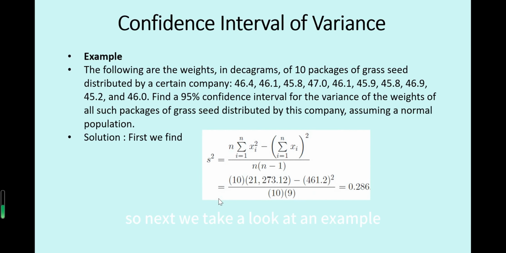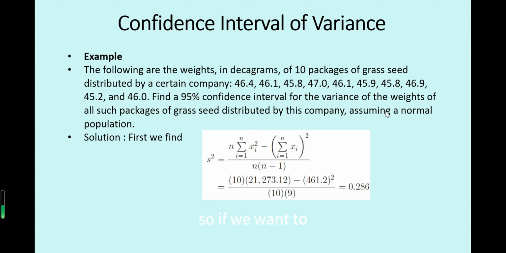Next we take a look at an example using the confidence interval for the variance. The example is the following: these are the weights in decagrams of 10 packages of grass seed distributed by a certain company. The problem is to find a 95% confidence interval for the variance of the weights of all such packages of grass seed distributed by this company, assuming a normal population.